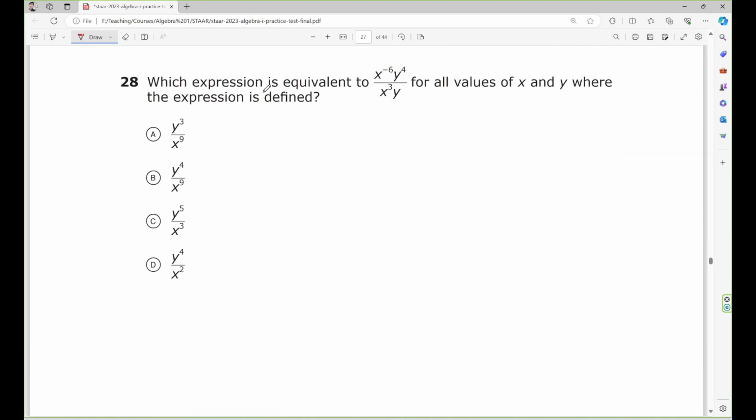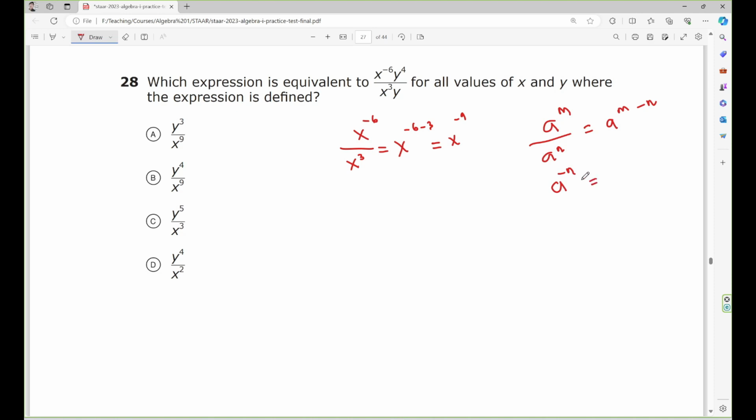Number 28. Which expression is equivalent to s to the negative 6 y to the 4 over s to the third y for all values of s and y where the expression is defined? We just simplify this. a to the m over a to the n equals a to the m minus n. Now s right here, s to the negative 6 over s to the third. You just write the same base, negative 6 minus 3 equals s to the negative 9. Now keep in mind a to the negative n.